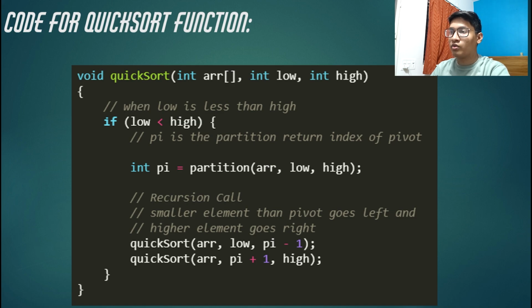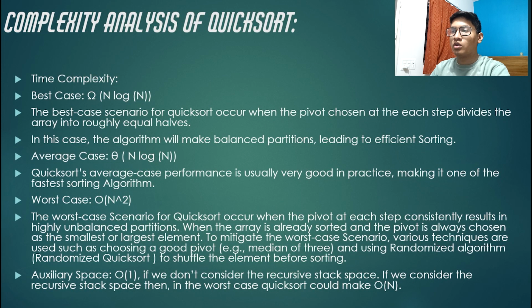Now let's discuss the time complexity and space complexity of quicksort. First, time complexity. The best case time complexity for quicksort is O of n log n. The best case scenario occurs when the pivot chosen at each step divides the array into roughly equal halves. In this case, the algorithm makes balanced partitions, leading to efficient sorting.